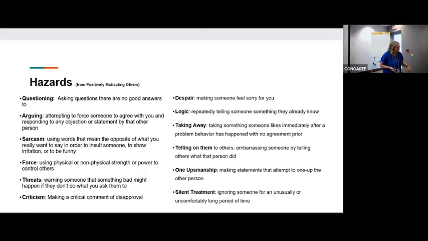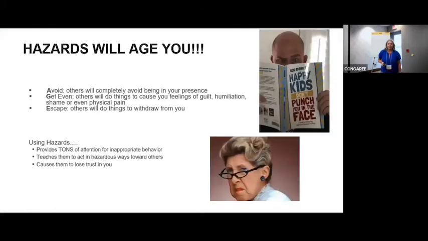This is one of the things I think that we had on a handout. Okay, so the reason we don't want to use the hazards is because they will age you. People will avoid you, they will want to get even with you, or they will escape you. So others will just want to avoid you completely. They won't want to be around you. Some of our kids might get even with us. This book says, happy kids don't punch you in the face. Some of our kids might try to get even with us, or escape or withdraw.